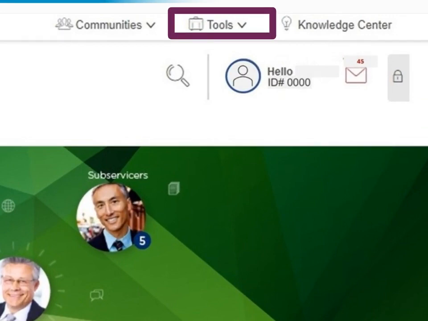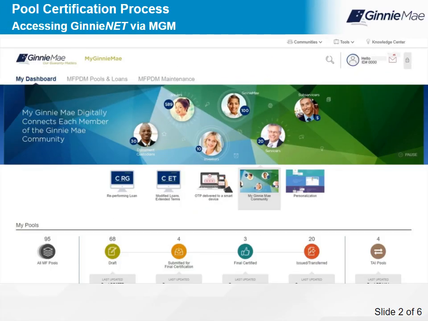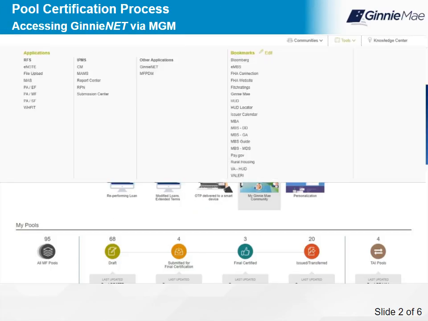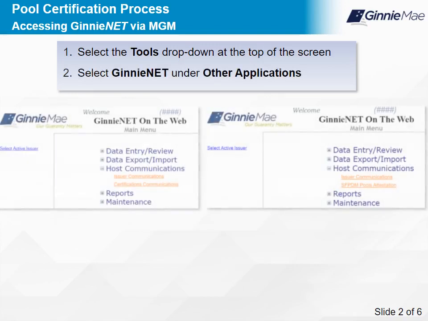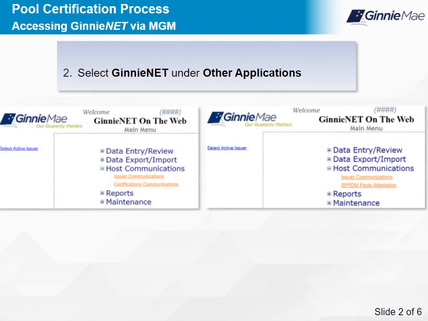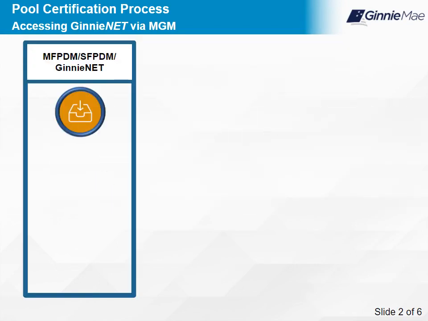To complete the pool certification, the document custodian logs into the portal by selecting the Tools drop-down at the top of any screen in the MGM portal. Next, they select GinnieNET under the Other Applications category to locate the pool awaiting certification. Once the document custodian completes the certification in GinnieNET, the pool processing timeline begins.